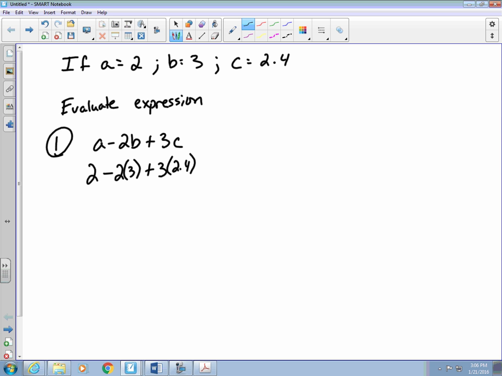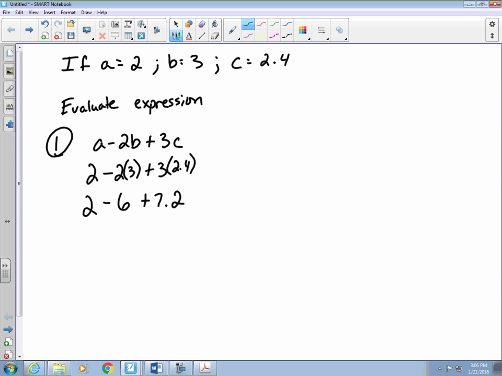The order of operations would be to multiply first. So 2 times 3 is 6, and you can also think of it as negative 2 times 3, which would be negative 6. The 2 would just carry down. And then I have a positive 3 times a positive 2.4, which is a positive 7.2. Now the next step of order of operations is to add and subtract, and you can do that all at the same time as long as you do it left to right.